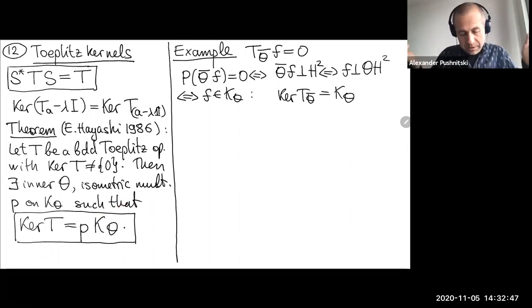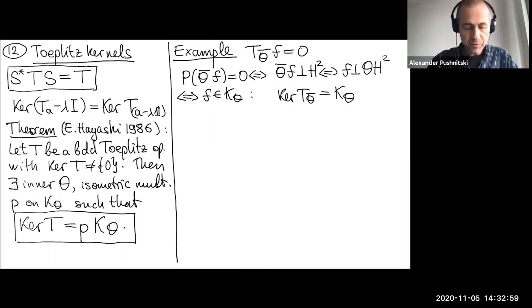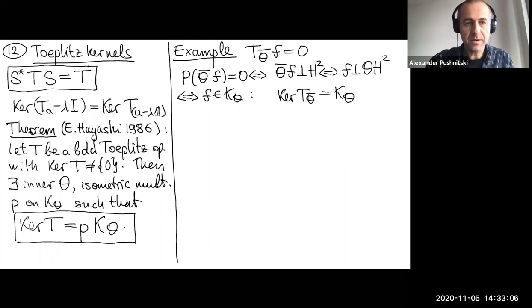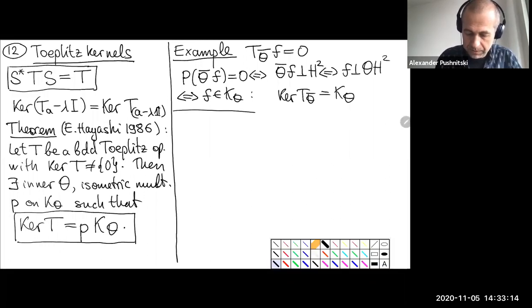And so it happens that, at least for Hankel and Toeplitz operators, they do the job in terms of description of the spectral subspaces. Okay, so now let me give the proof of Hayashi's theorem. This proof relies heavily on Heath's theorem. So, proof of Hayashi's theorem.